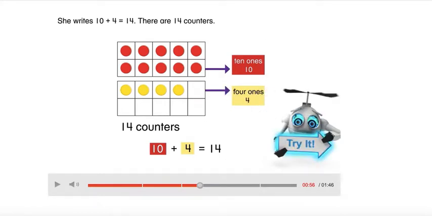So now let's try it. She had a group of 10 and then a group of 4, and she wrote an equation. 10 red plus 4 yellow equals 14. So we could count up. One strategy would be 10 and then count up all the counters. 10, 11, 12, 13, 14.